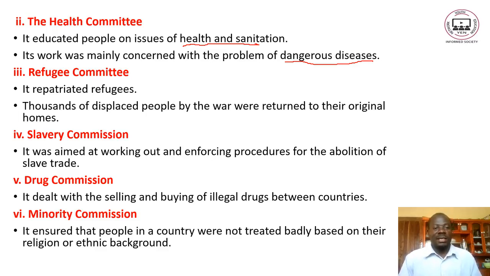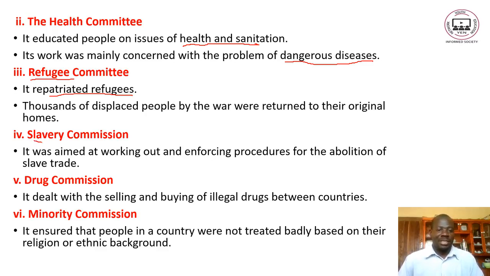And there was the Refugee Commission. This one was after repatriating refugees. We are talking of issues that happened after the war. You know what happens during the war. Some people run away to other countries, crossing the borders. There were so many people who left their original countries, their original homes. It was a problem which the League of Nations saw had to be solved. So it was repatriating. To repatriate is to bring them back. Those refugees were brought back to their original countries.